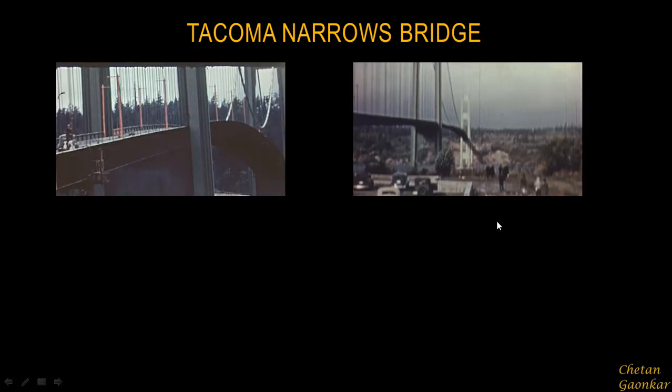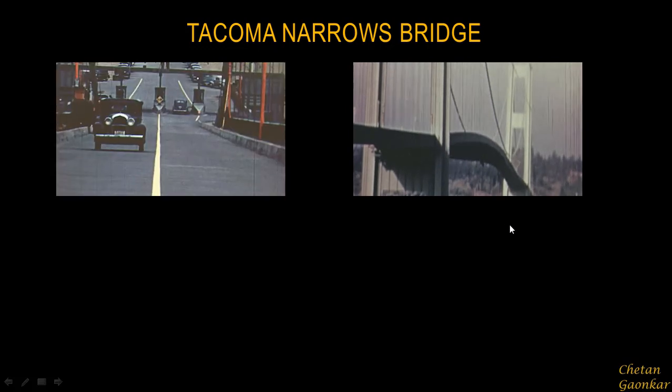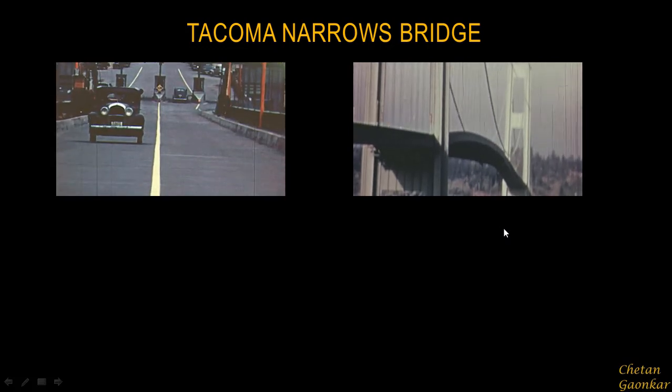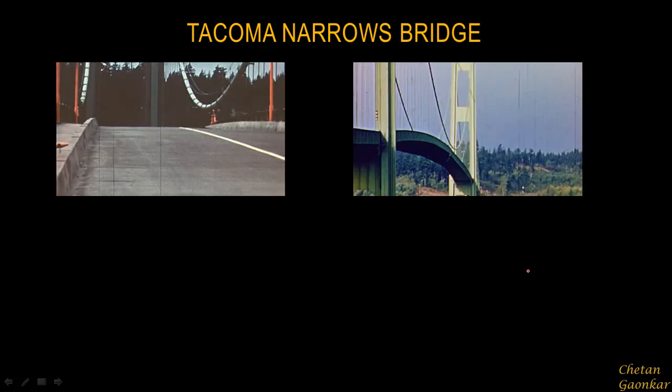But what happened on the 7th of November 1940, at around 10 a.m., was that it started experiencing a steady wind of around 64 kilometers per hour, and this led to something called the resonance of this bridge. Now, we will see in a while what this word resonance means.